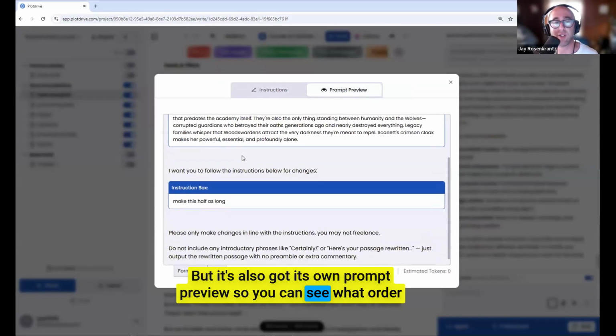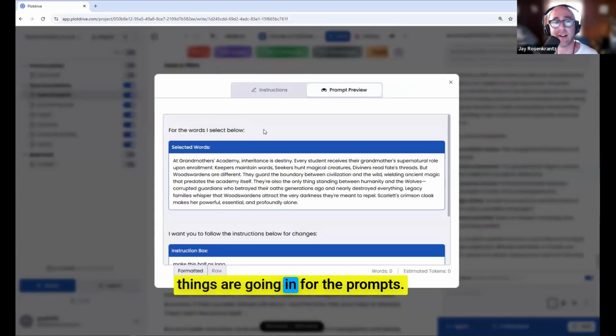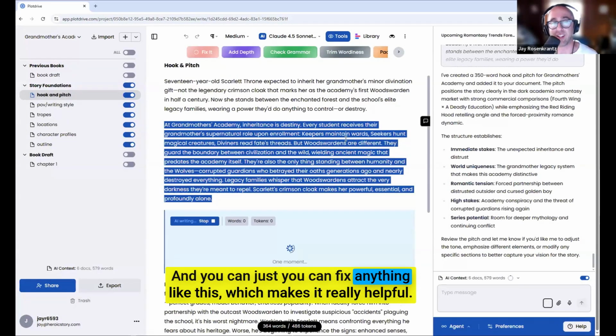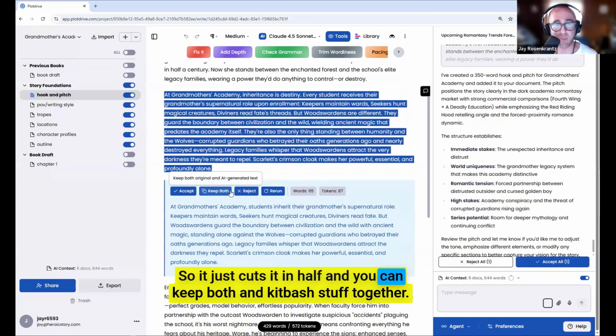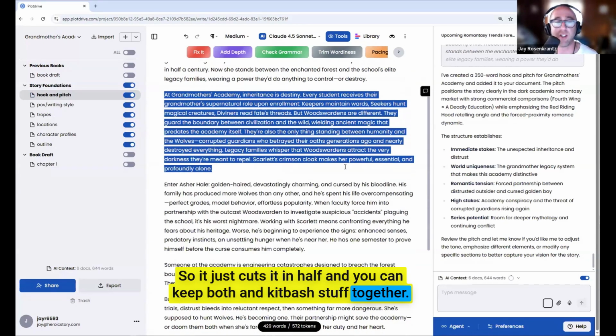So you can see what order things are going in for the prompts. And you can fix anything like this, which makes it really helpful. So it just cuts it in half, and you can keep both and kitbash stuff together.